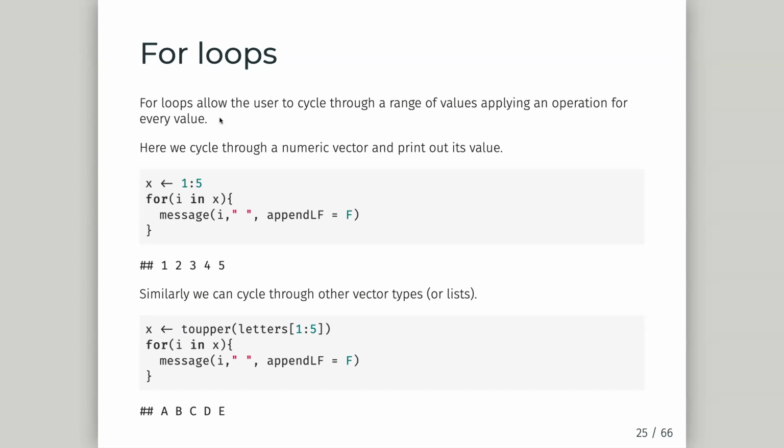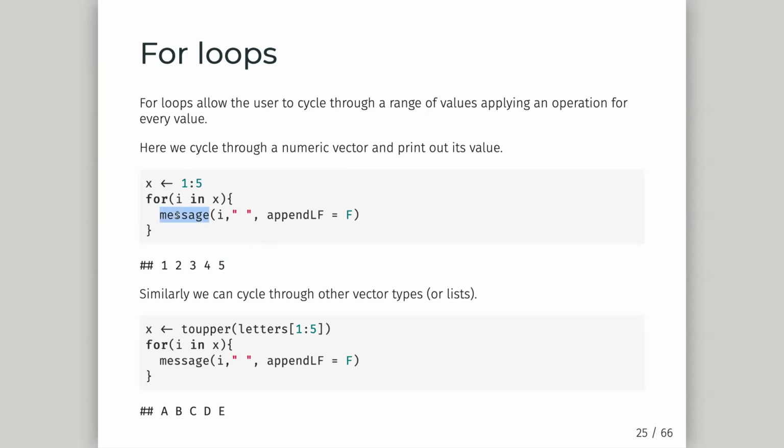So the first time it goes through, i will take on the first value in x. It's going to loop through it. So for i in x, the first time it goes through the loop, i will take on the first value of x. It's going to print it, will be 1. And then go through to the next value in x, which will be 2. It's going to print it, and so on, until it gets to the last value in x, which will be 5. And then it will print that, and then it's done.